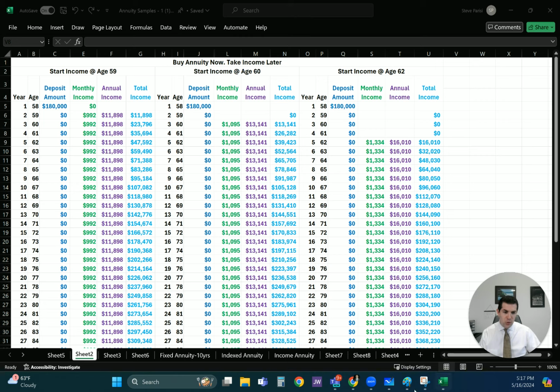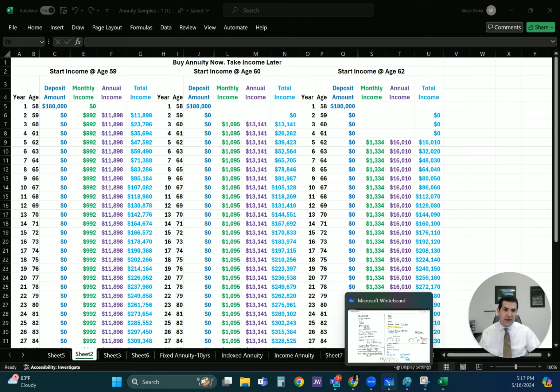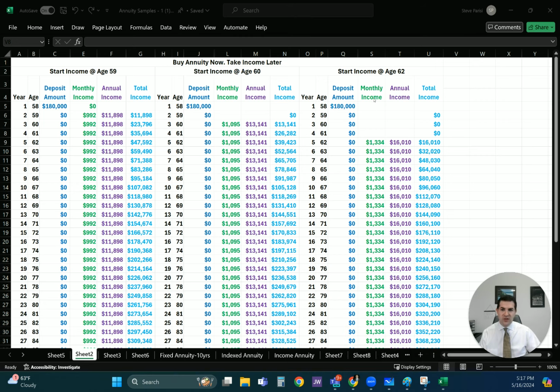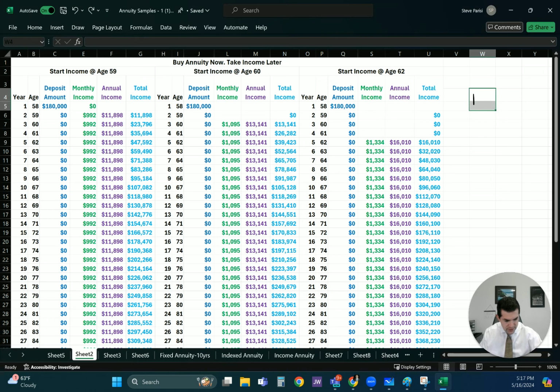An income annuity is going to guarantee an income stream. This is nice if you just want this peace of mind, and I don't have to think about it. I don't have to look at the account balance.